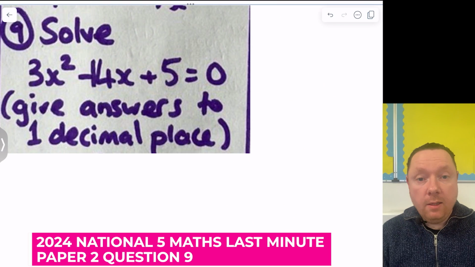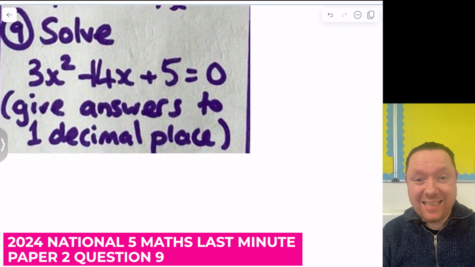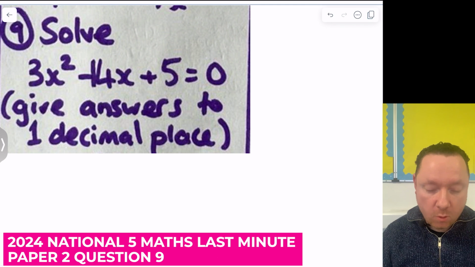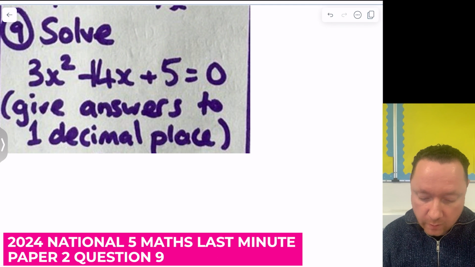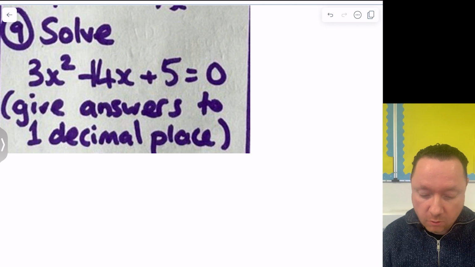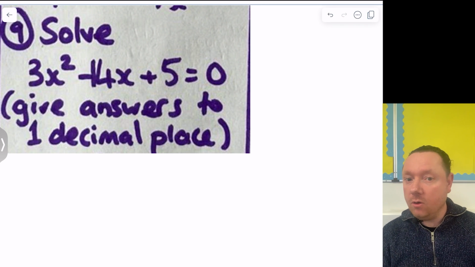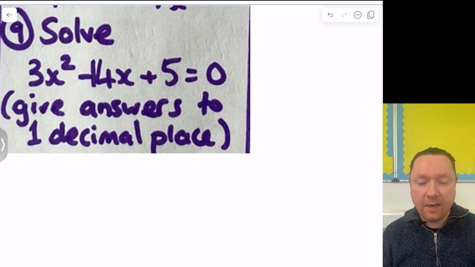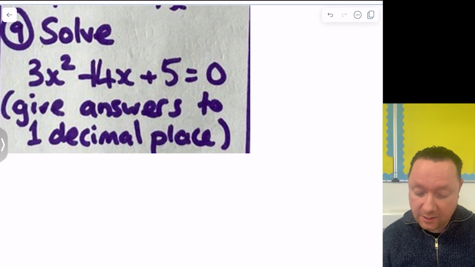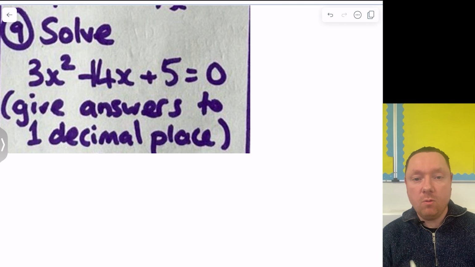And we're done there. National 5 Maths 2024 exams, last minute calculator paper, question 9. Solve 3x squared minus 14x plus 5 equals 0. So that's called a quadratic. Now if you're in a non-calculator paper, you'll be looking to see if it factorizes. But since we're in the calculator paper and this is correct to 1 decimal place, it's the quadratic formula.